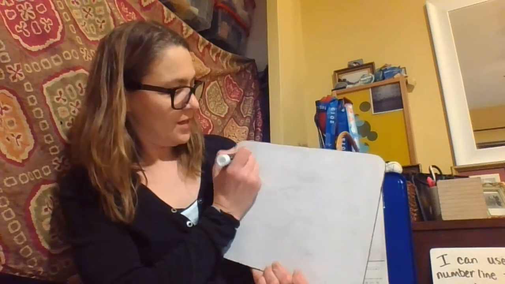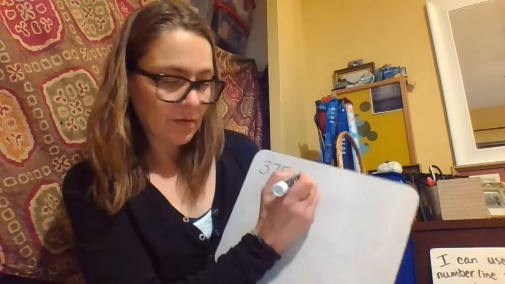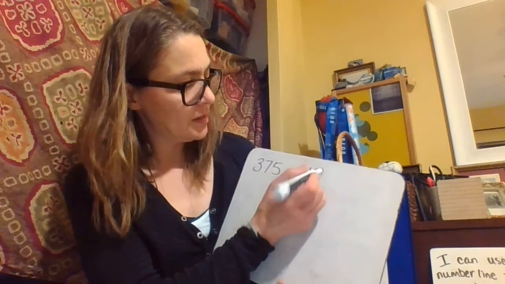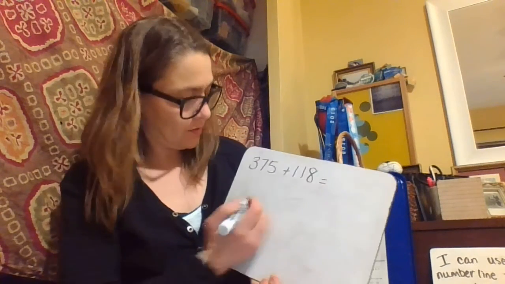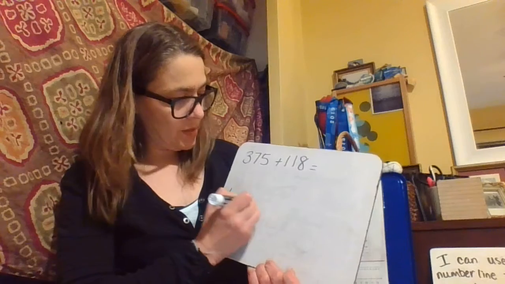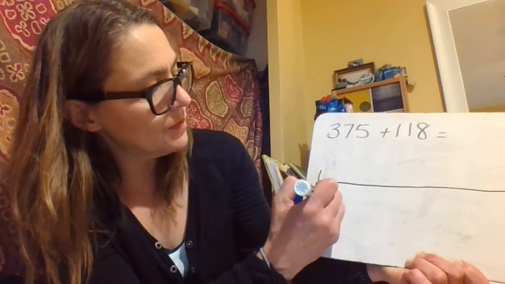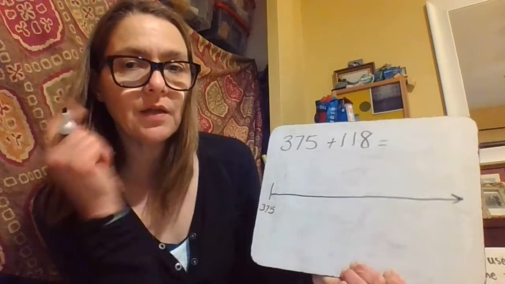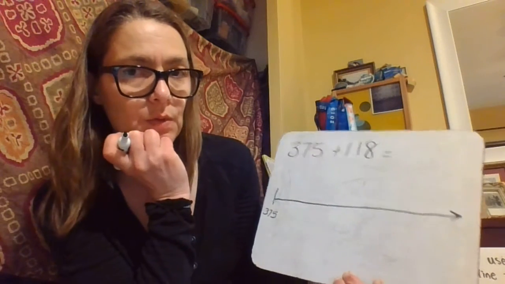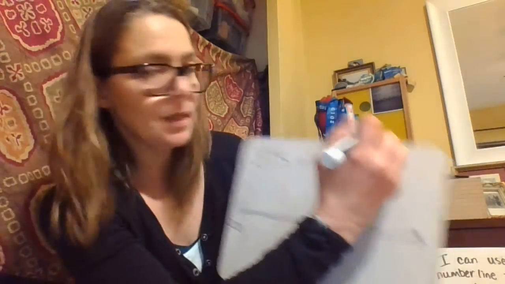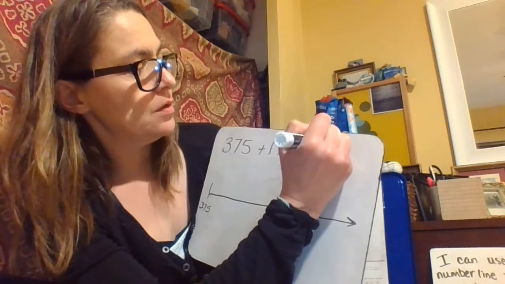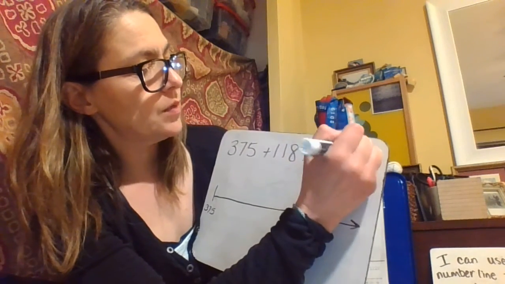Okay, so we have 375. Oops, I shouldn't have put that on. 375 plus 118. And I'm going to find the answer to that on an open increasing number line. So I start with 375 here. And I'm going to go ahead and use my same strategy. I'm going to do the partial sums expanded form. And I'm going to expand this to 100 plus 10 plus 8.